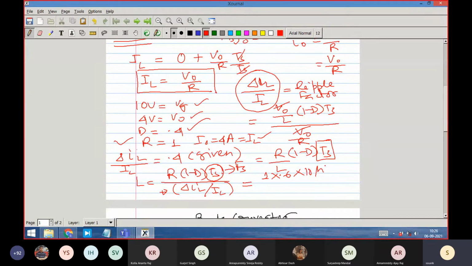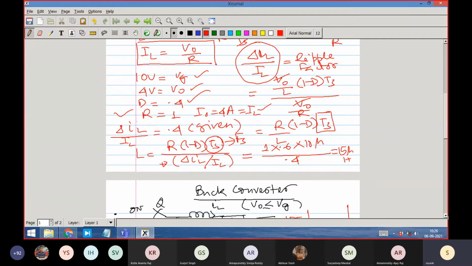TS is 10 microseconds because the frequency is 100 kilohertz, and delta IL by IL is 0.4. So how much is the inductance coming out to be? That is 6 by 0.4, so 6 divided by 0.4 gives 15 microhenry. 15 microhenry, right?